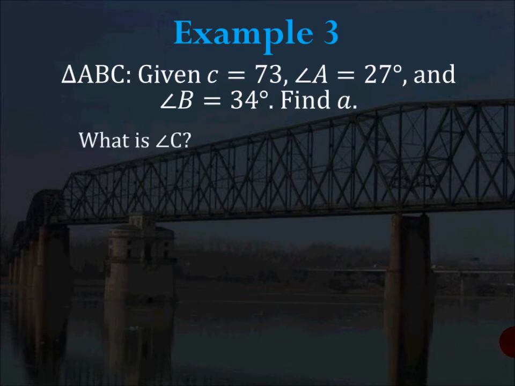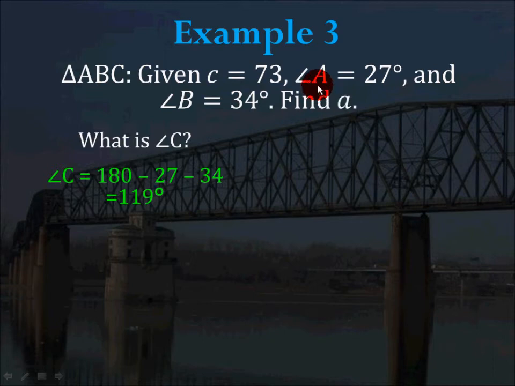Alright, first thing you want to know is what is angle C? Well, you can do that because you have angles A and B, and you know that all three angles of a triangle have to total 180. So C has to be whatever's left: 180 minus 27 minus 34. So C is 119 degrees.